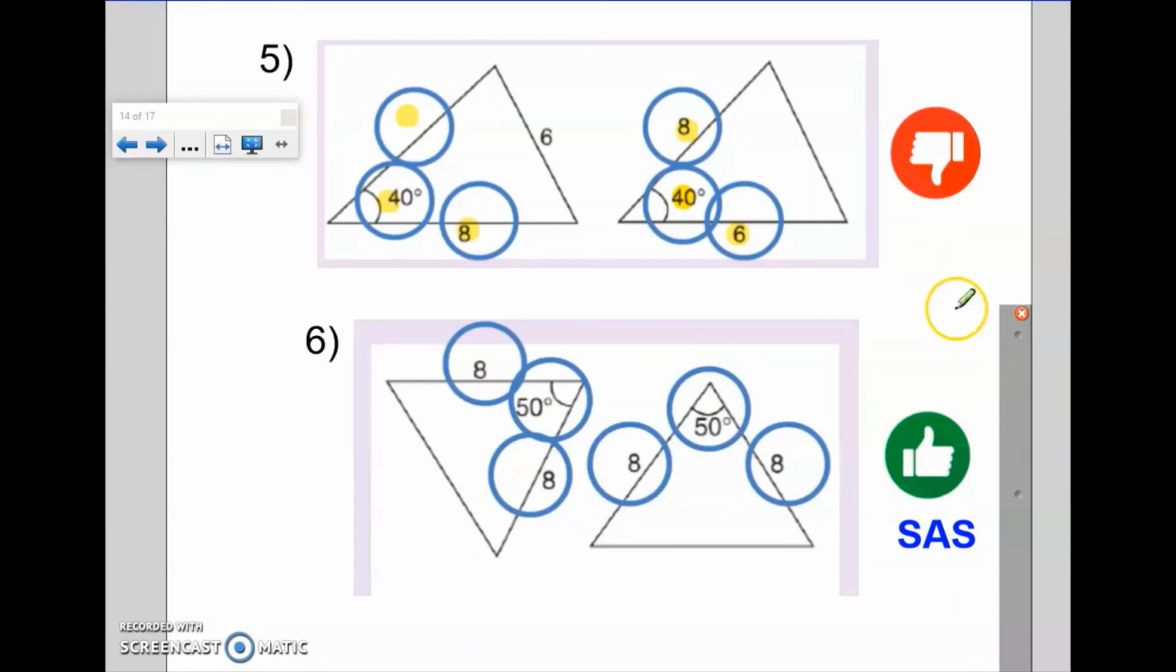Question 6, yes, we have some congruency. Side, angle, side, side, angle, side. In that order, SAS, yes, we have some congruency. Very well done if you got all 6 correct.